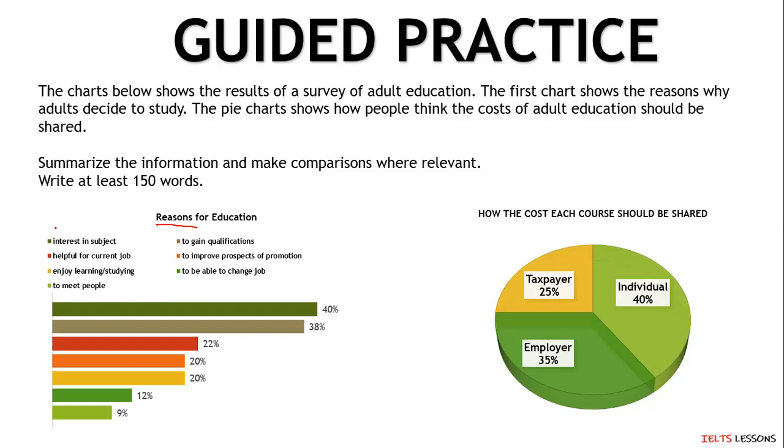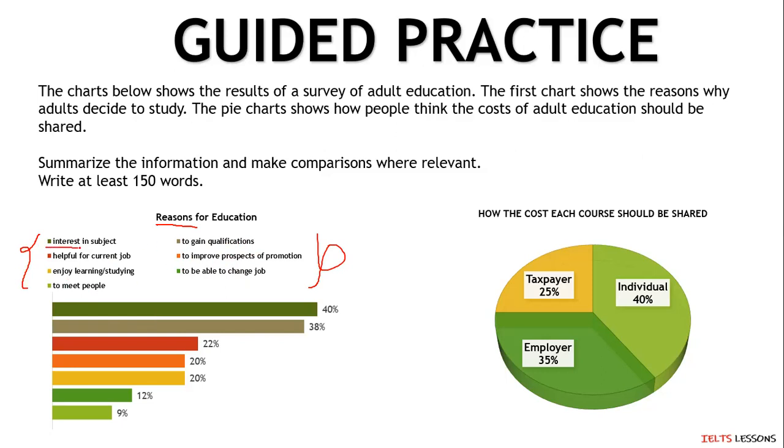Seven, right? So we have your interest in subjects, helpful for current job, enjoy learning and studying, to meet people, to gain qualifications, to improve prospects of promotion, to be able to change job. Now we can use some synonyms to change these, because these are not names of people or places. If the graph doesn't show names of people, places, or years, we can change them. But if it's a name of a person, place, or year, we're not going to change that. But in here, we can change.